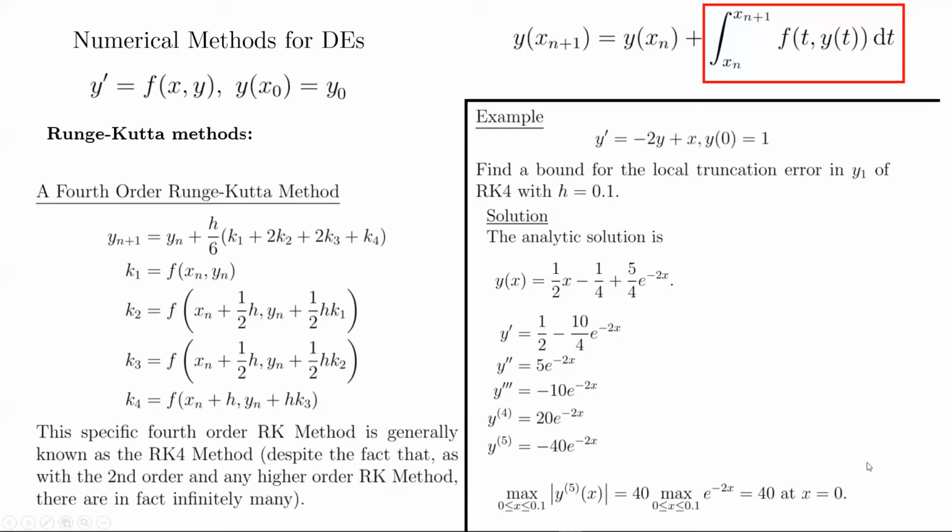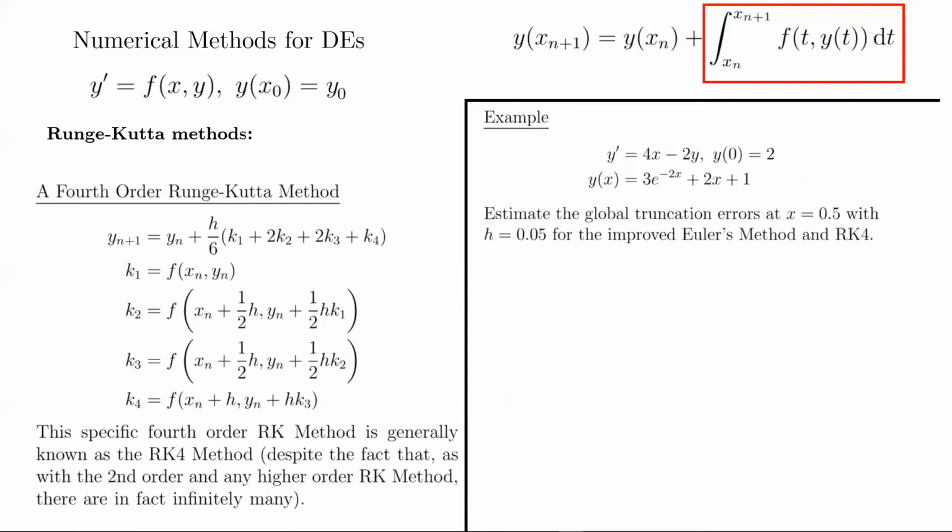when x equals 0. Therefore, the upper bound on the local truncation error is 40 times 0.1 to the power of 5, so h to the power of 5, over 5 factorial, so 5 times 4 times 3 times 2 times 1 is 120. So the local truncation error for this problem is really tiny, right? It's 3.3 times 10 to the minus 6.